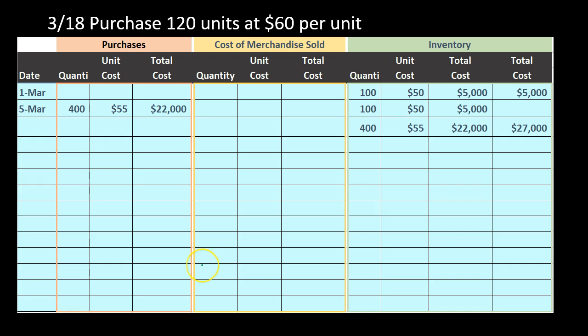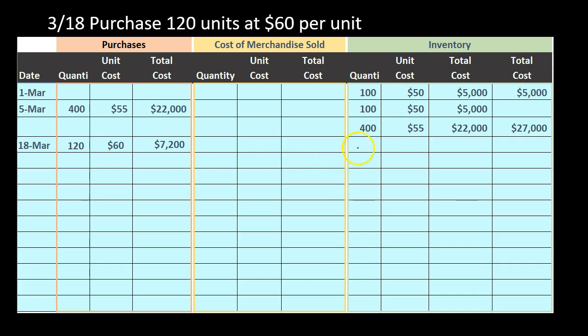Next transaction, we're going to say on 3/18, we purchased 120 units at $60 per unit. So here's where we started off last time. We're going to continue right here on March 18th. There's another purchase, so it's going to look like a similar transaction. We're going to be in the purchasing side here. We got 120 units. They cost $60. Note the rising prices from 50 to 55 to 60. If we multiply the 120 times the 60, we get the 7,200.